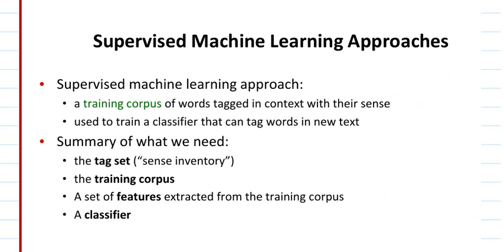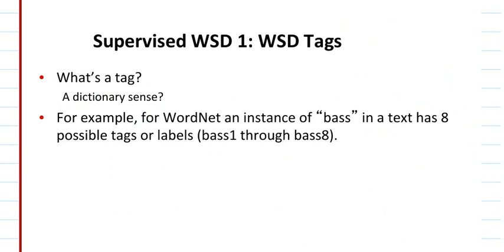So as you all know, supervised learning approach requires a training corpus and a tag set. The training corpus is actually a corpus from which we will extract the features, and we will mark the tags in respect of those features, right? So what is actually a tag? We can define the tag as the sense number, right?